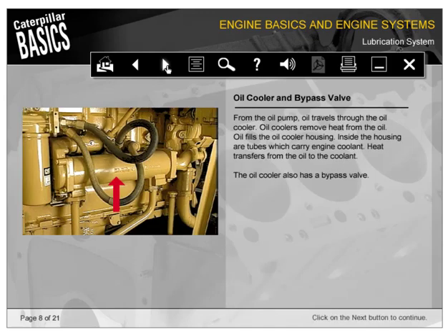From the oil pump, oil travels through the oil cooler. Oil coolers remove heat from the oil. Oil fills the oil cooler housing. Inside the housing are tubes which carry engine coolant. Heat transfers from the oil to the coolant. The oil cooler also has a bypass valve.